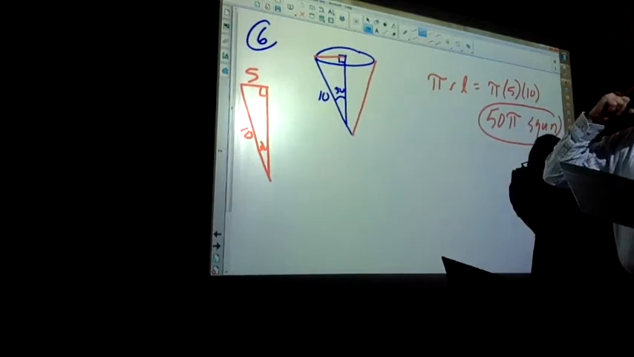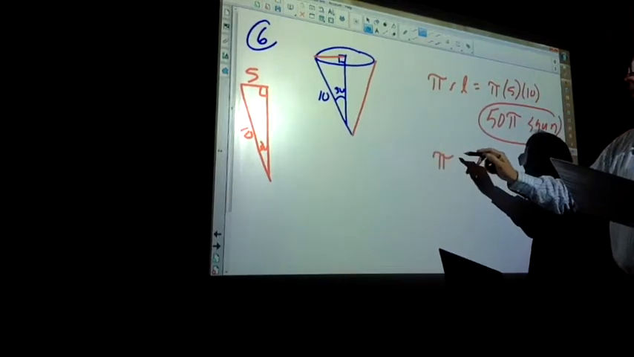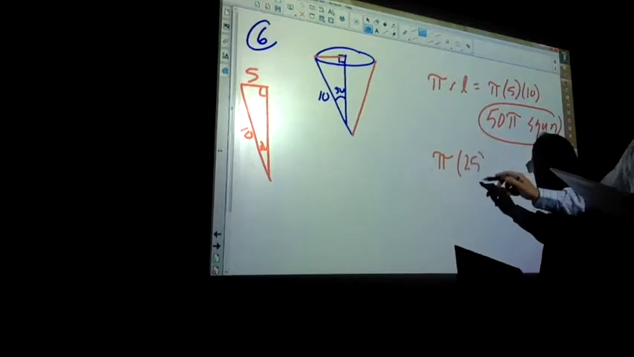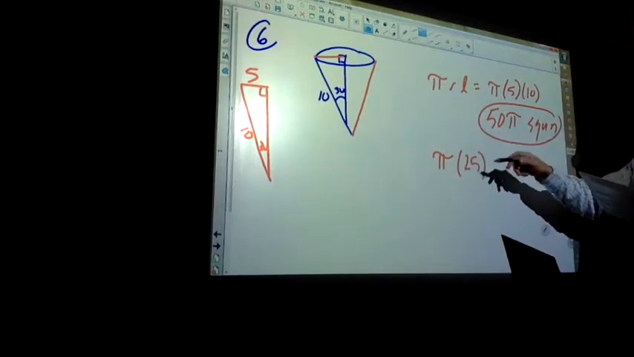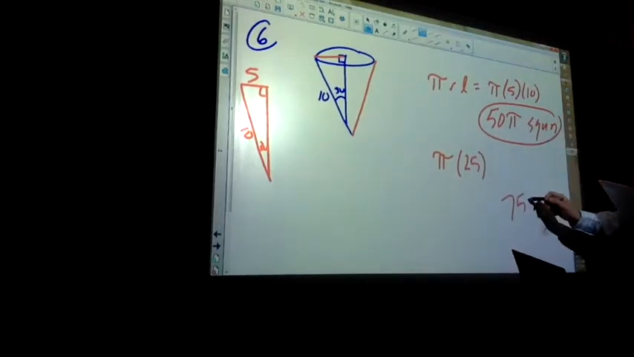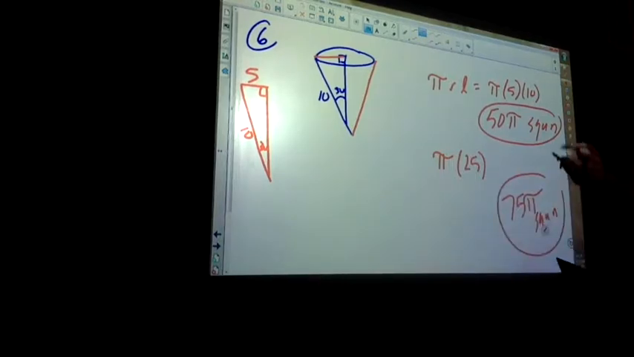And now that I found the radius, I'm going to add pi r squared. So pi times 25. So that's 25 pi. So 75 pi square units will be the entire surface area. So lateral surface area, entire surface area.